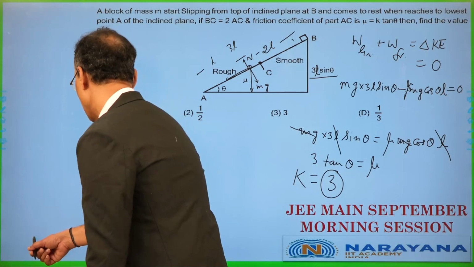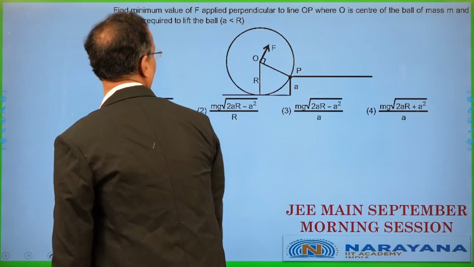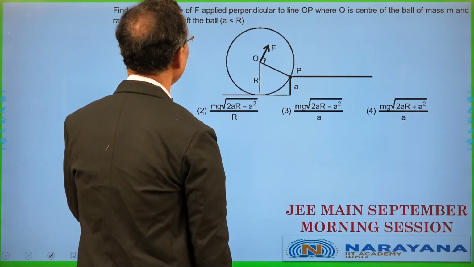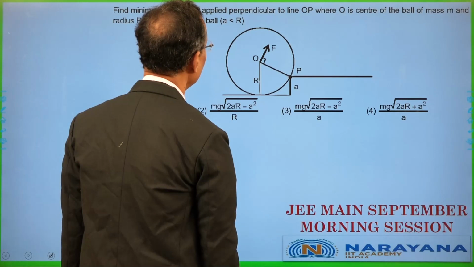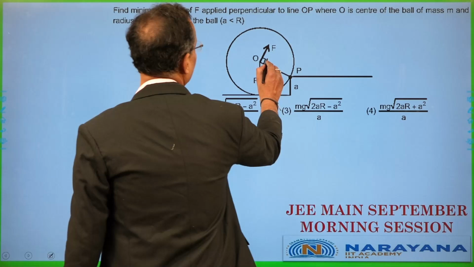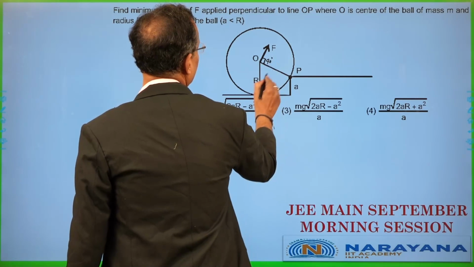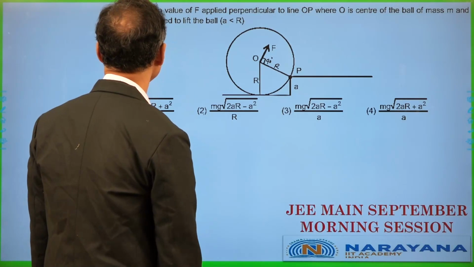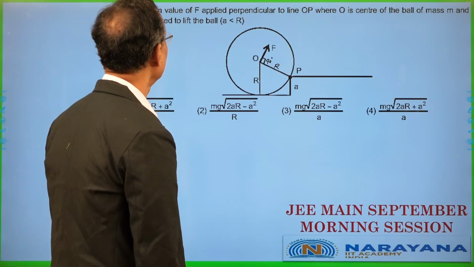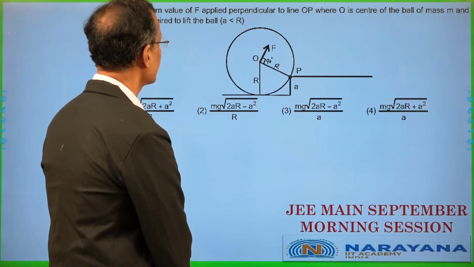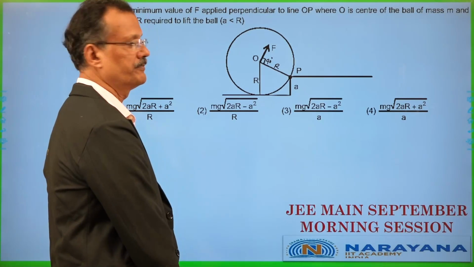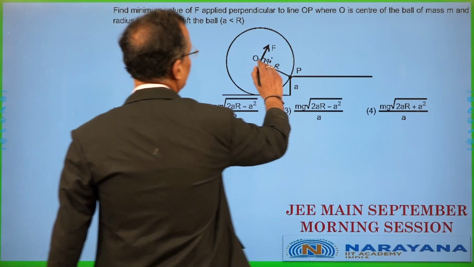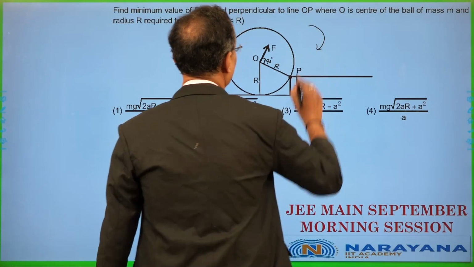Now, let us move to the next problem. Find minimum value of F applied perpendicular to line OP. Means this angle is 90 degrees. This is R, this is R. Where O is the center of the ball, mass M, radius R, required to lift the ball. They are asking you the minimum value of F. Check here. This F will rotate it in clockwise direction.